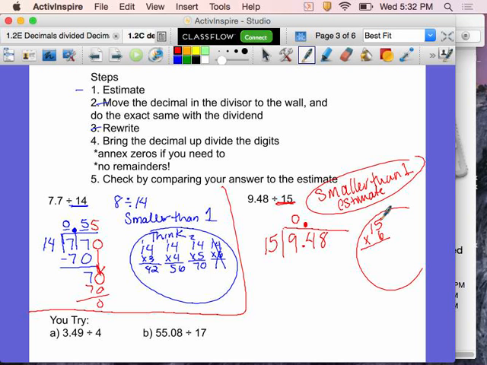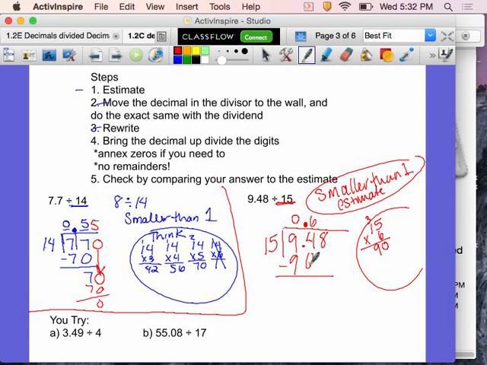15 times 6, so 5 times 6 is 30. 6 times 1 is 6, 7, 8, 9. Ooh, 90. And I know I'm not going to be able to go over. I got lucky on that one. So 15 goes into 94 6-ish times. A little more than 6. So 6 times 15 is 90.